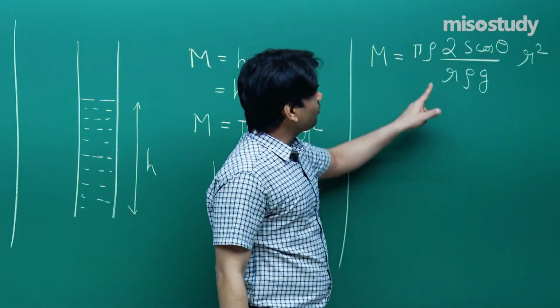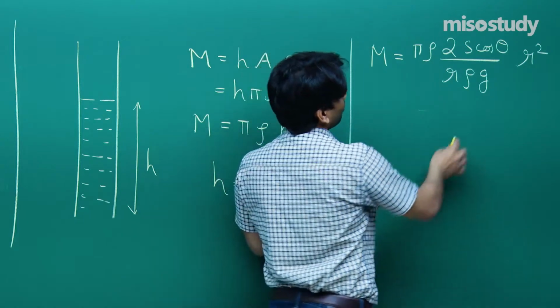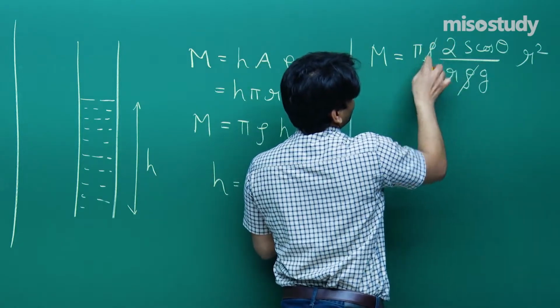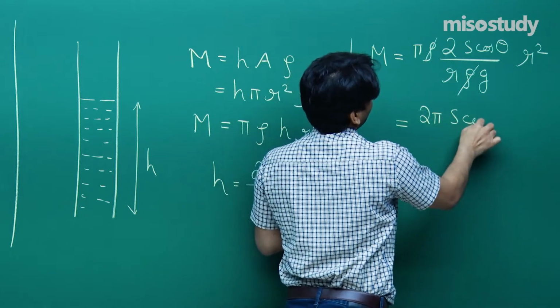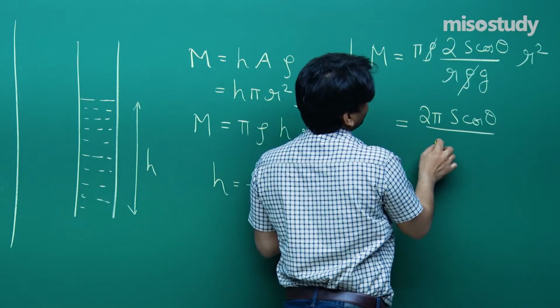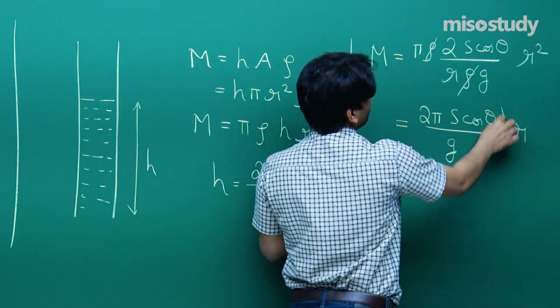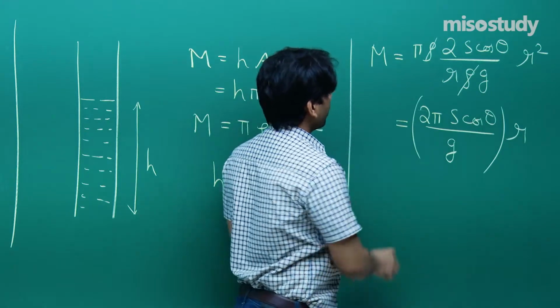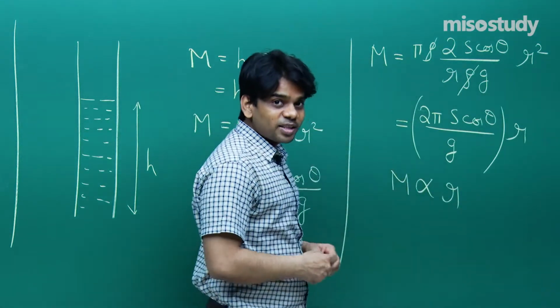From here you see 1r and this 1r will be cancelled out. All the rest terms are constant. Let me cancel out this also, you will be getting 2 pi s cos theta divided by, and more you will be having here g, and here you will be having r. This term is constant. So what you are getting is mass is proportional to radius.